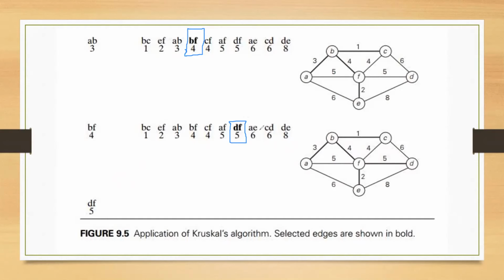Okay. Now still there are three edges left. Whether we should continue? No, the diagram tells that this is the last step. But how will we come to know that it is the last step?